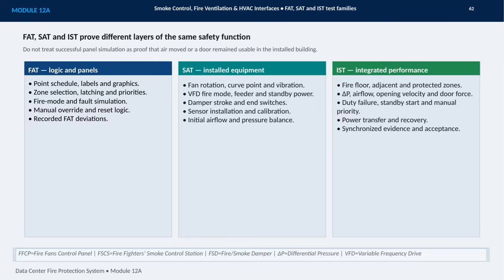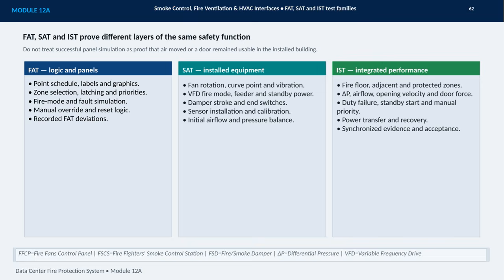This slide distinguishes three test families that prove different layers of the same smoke control and fire ventilation safety function. A successful panel simulation does not prove that air moved correctly or that a door remained usable in the installed building. FAT, or factory acceptance testing, focuses on logic in panels before installation. That includes point schedules, labels, graphics, zone selection, latching and priorities, fire mode and fault simulation, manual overrides, reset logic, and any recorded deviations.